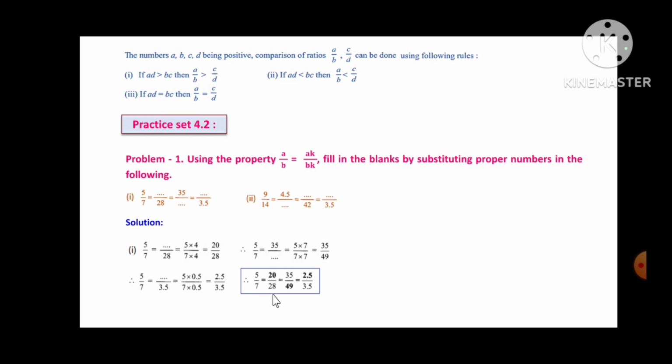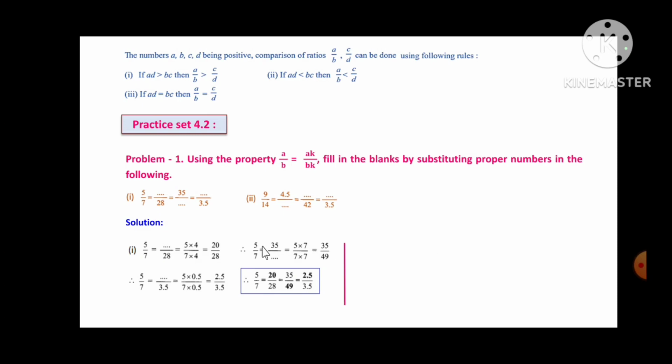So all these can be written at one place: 5/7 = 20/28 = 35/49 = 2.5/3.5. So filling in the blanks, you are getting 20, 49 and 2.5.